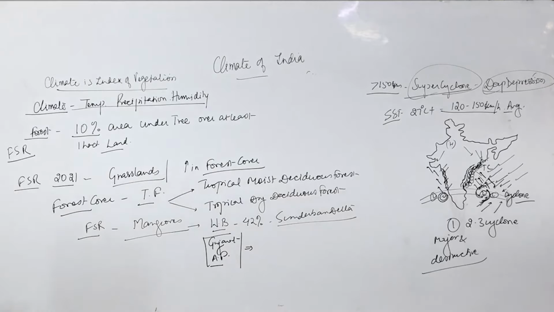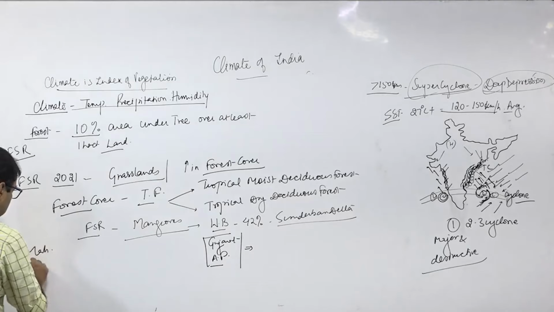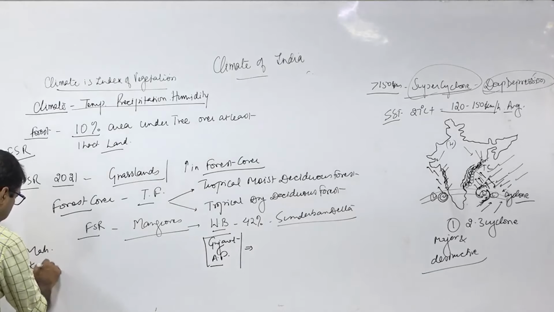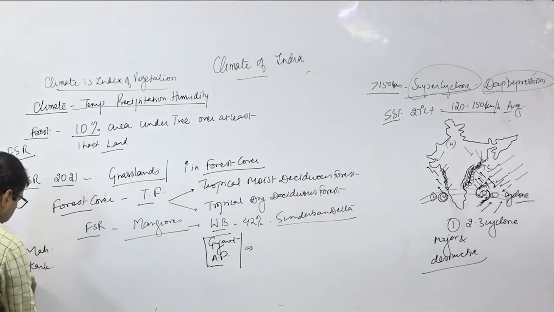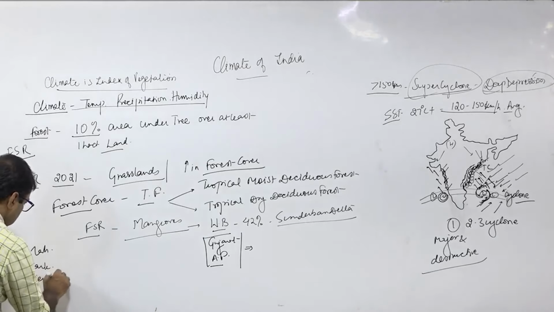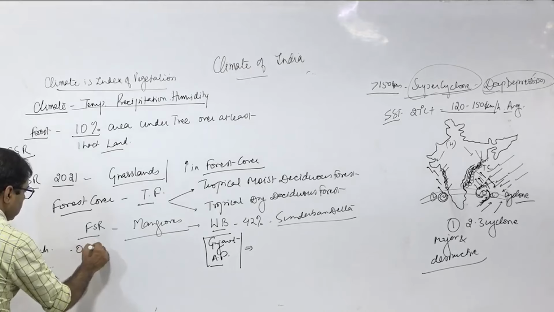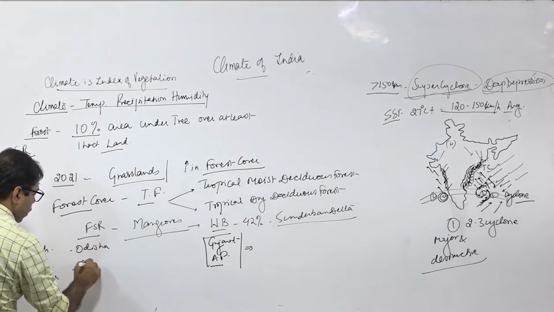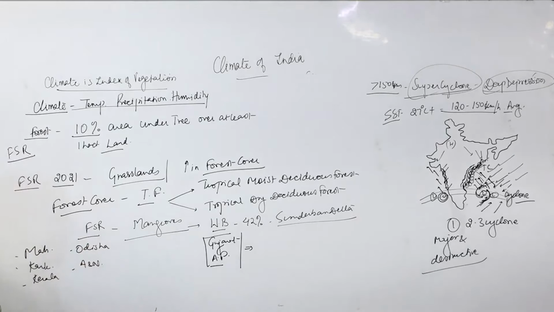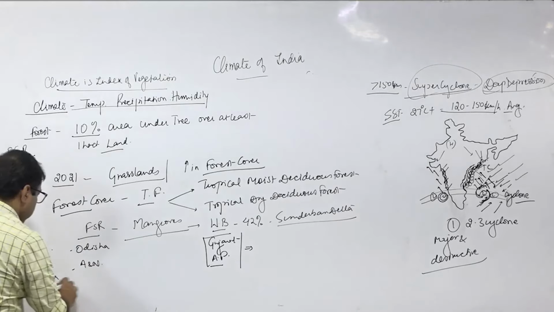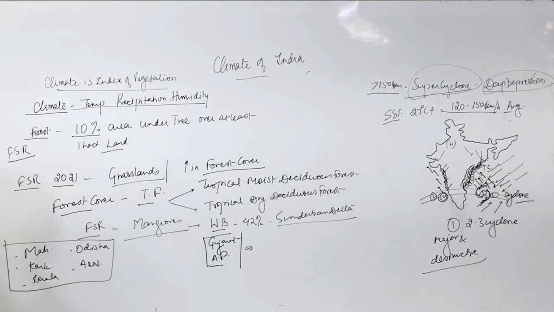Other states which also have mangrove forest are Maharashtra, Karnataka, then Kerala, Odisha, and the Andaman and Nicobar Islands. They are the other states which also have mangrove cover.